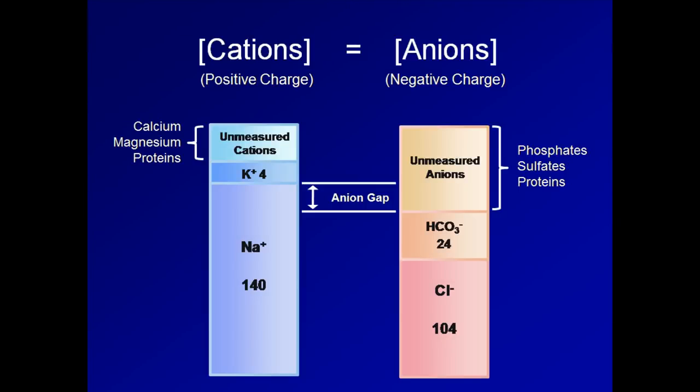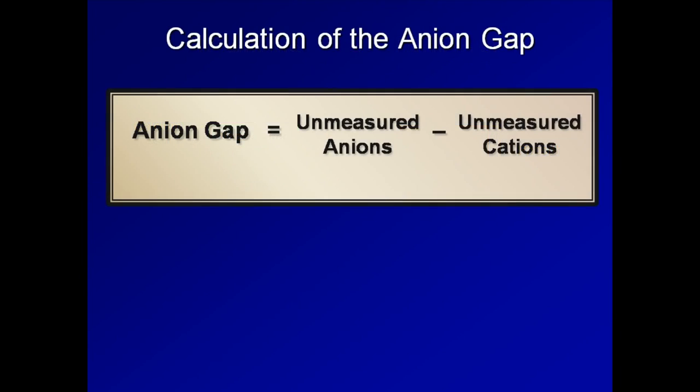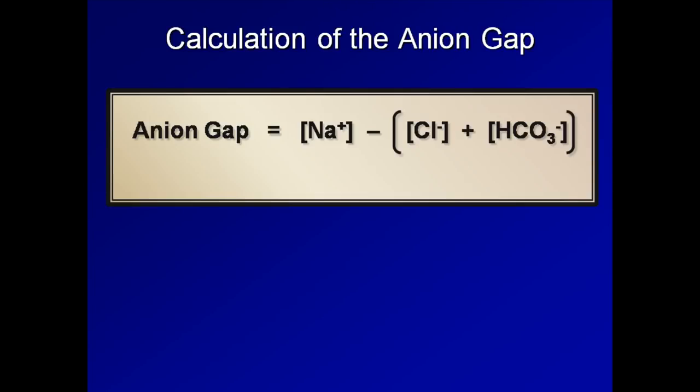As you can see from the diagram, potassium is usually lumped together with the unmeasured cations, despite it always being measured concurrently with sodium. I suspect this is because the absolute value by which potassium can vary between patients is so small that it has negligible impact in the anion gap assessment. Mathematically, we can say that the anion gap is equal to the unmeasured anions minus the unmeasured cations, including potassium. This is equivalent to sodium minus the sum of chloride and bicarbonate.